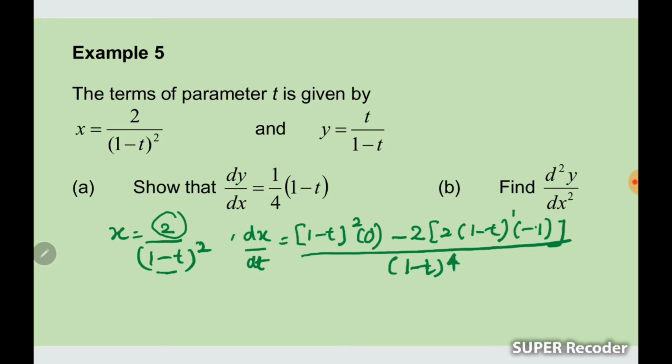Okay, we have 0 here, so the whole first term will become 0. So you need to multiply: negative times negative, we have positive. 2 times 2, 4. So the answer is 4 over (1 minus t), we have 1 here, and (1 minus t) to the power of 4 as the denominator. Simplify, you will get (1 minus t) to the power of 3.